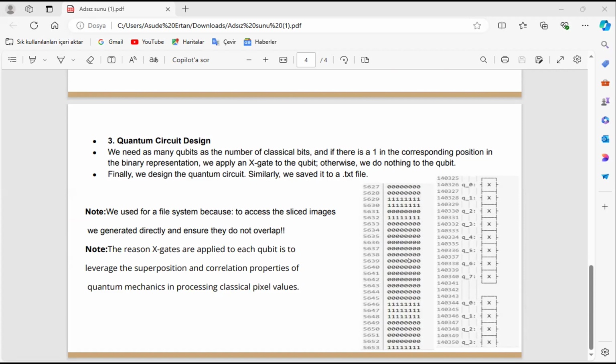The images: the first image is the binary representation of pixel values, and the second is the representation of our qubits in the circuit. We use the file system to access the slice images we generate directly and ensure they do not overlap. The reason X gates are applied to each qubit is to leverage the superposition and correlation properties of quantum mechanics in processing classical pixel values. Yes, that's all. Thank you.